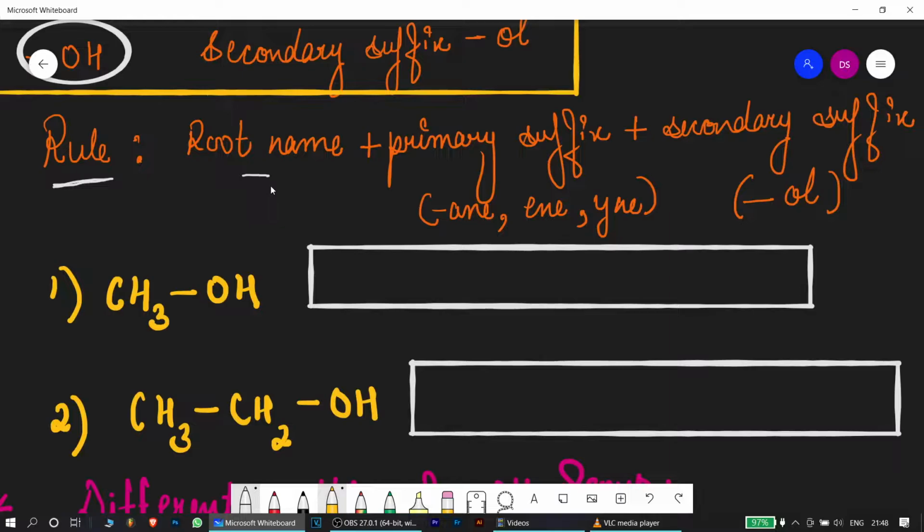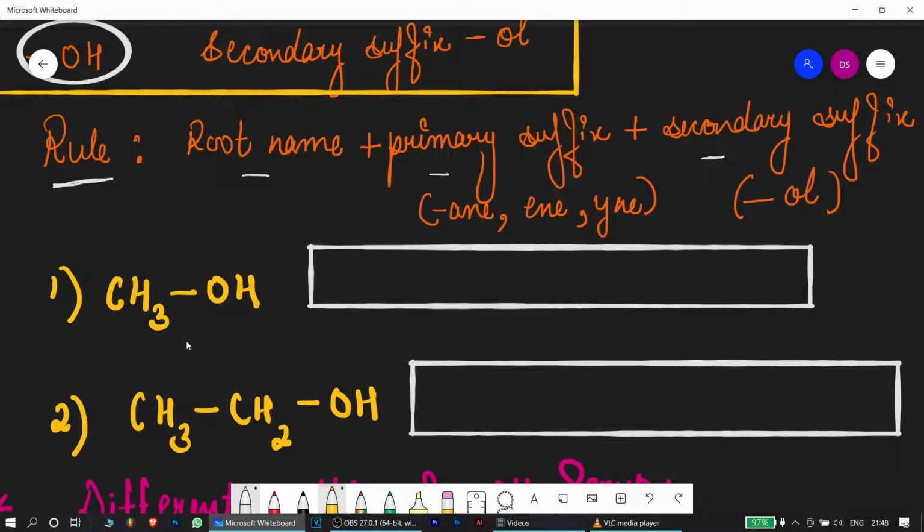If you don't know this, I will highly recommend you to watch the first video, right? And then you have to use the primary suffix. Now the primary suffix depends on whether the given carbon chain is an alkane, alkene or alkyne. According to that, we will use the primary suffix, and then we will use the secondary suffix, which is OL for alcohols. Let us start with the question first.